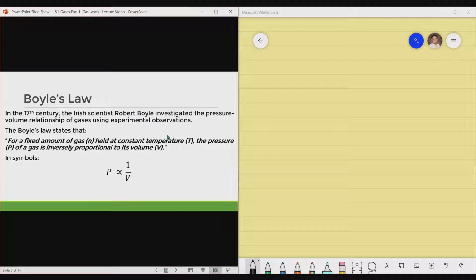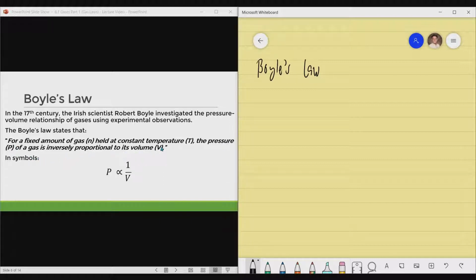Now, what about Boyle's law? So let me write it here. We have here Boyle's law. According to the law, it states that for a fixed amount of gas, represented by n, held at constant temperature, represented by T, the pressure, represented by P, of a gas is inversely proportional to its volume.